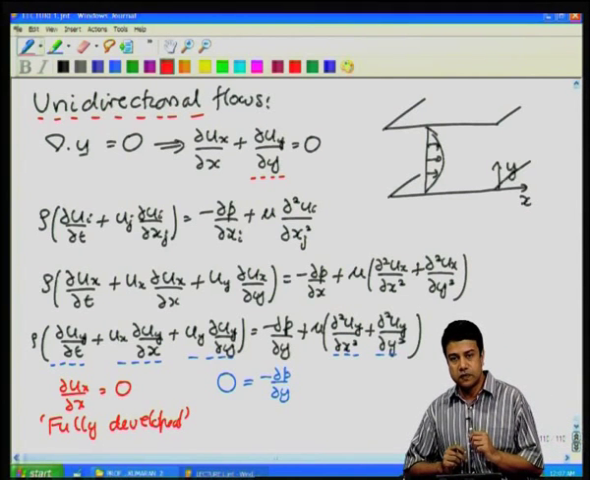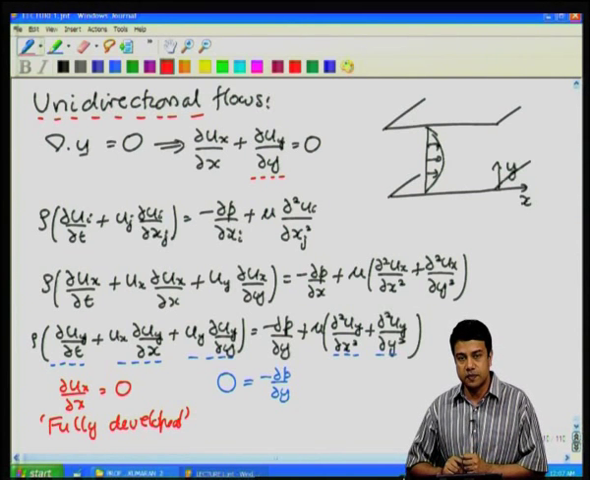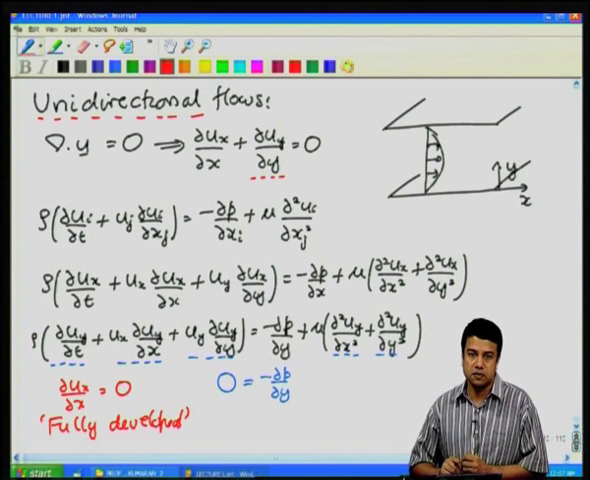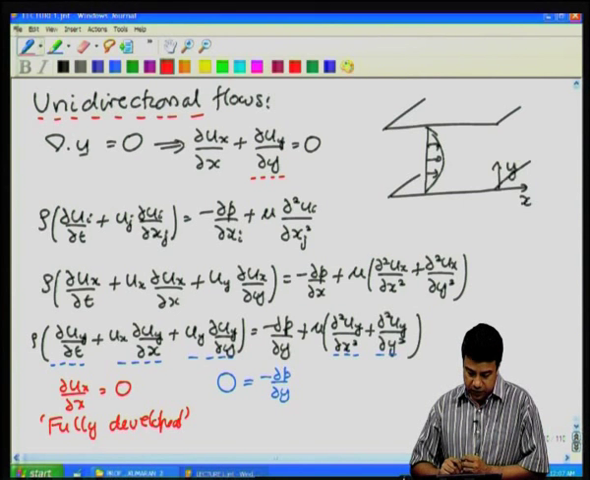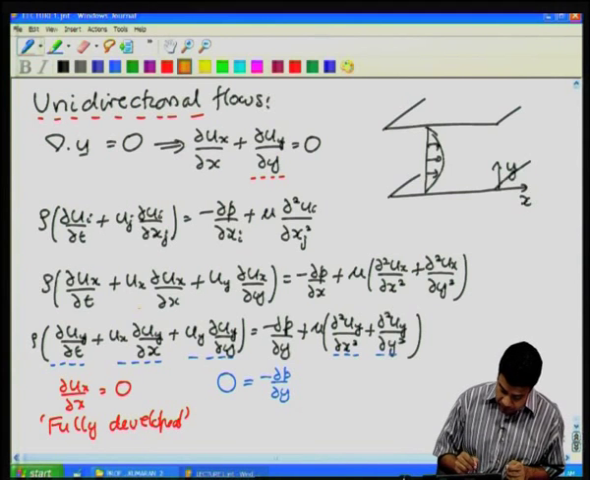The fact that the flow is unidirectional implies that it is fully developed. That is because there is no velocity u y, it is necessary that partial u x by partial x has to be equal to 0. Now, that has implications for the x momentum conservation equation. Because the flow is fully developed, this term is equal to 0.